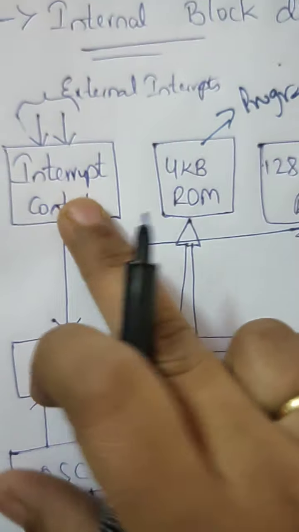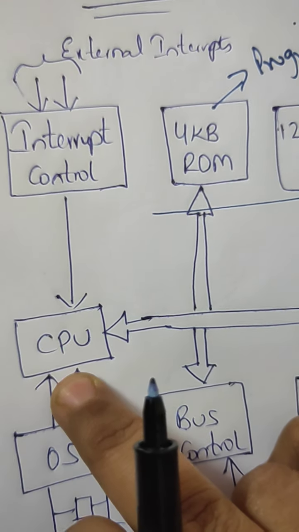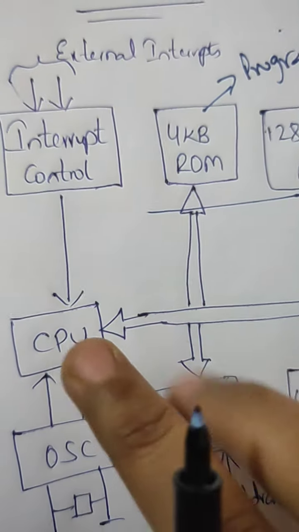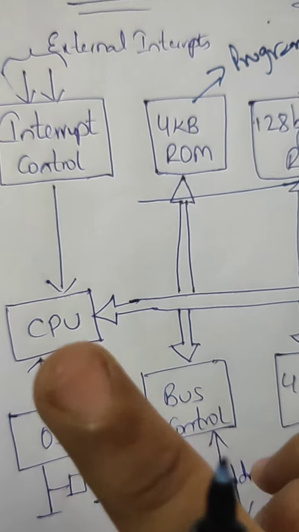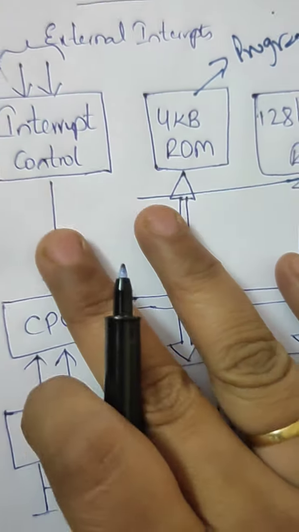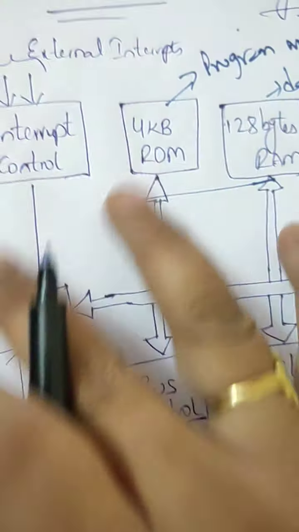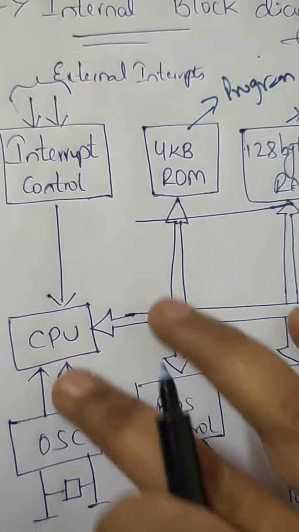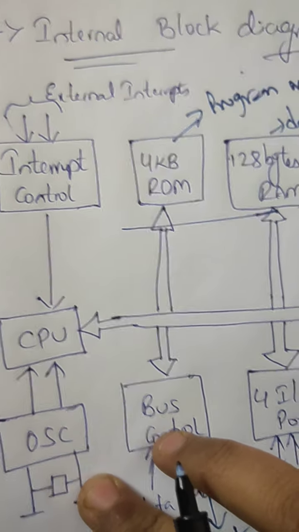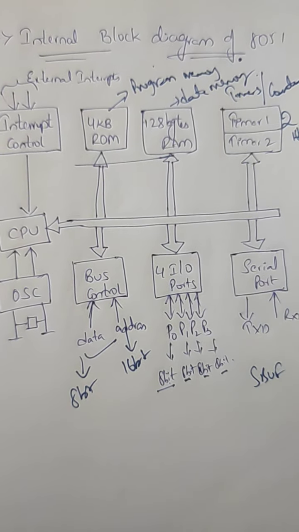Next, coming to the central processing unit. All the buses and all the other devices are connected to the processor. The processor is the brain of the microcontroller unit, and it is used to manage and control all the basic operations. For this we connect the oscillators for switching purposes, and we use a crystal oscillator. And this is the explanation of the internal block diagram of 8051.